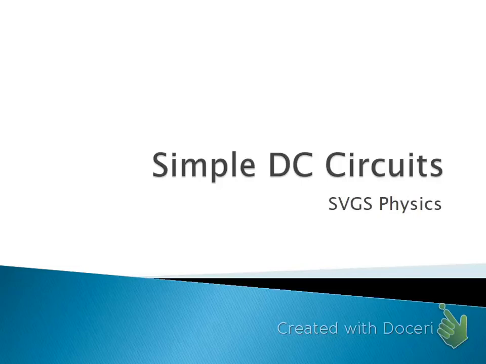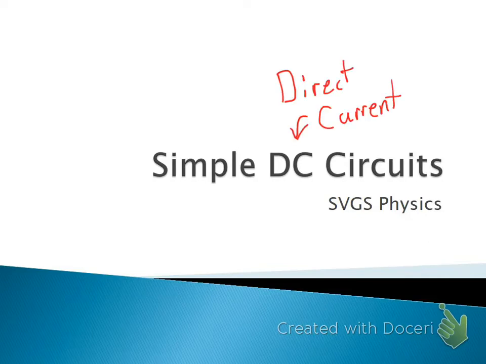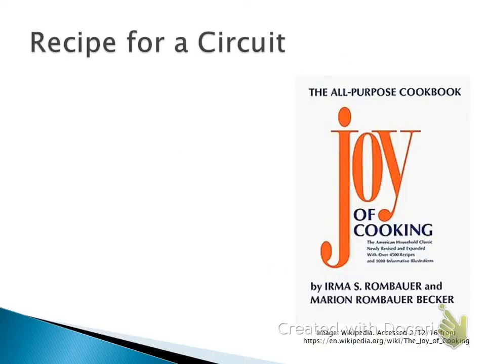Hey everybody, today we're going to talk about simple DC circuits. DC stands for direct current, as opposed to AC, which is alternating current. Basically in DC circuits, the current continuously goes in the same direction. In AC, it alternates. In this class, we're going to focus a lot more on DC.